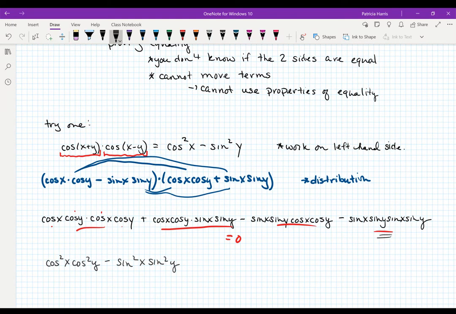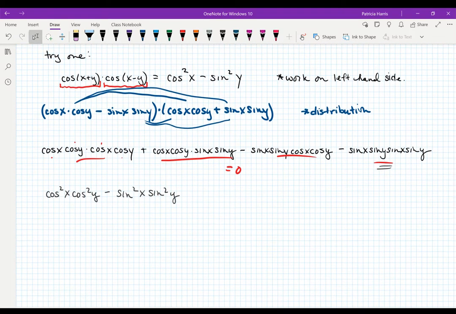Are we any closer to the right-hand side? Well, now what I have is cosine squared x times cosine squared y, minus sine squared x sine squared y. So I'm almost there. This, believe it or not, is a difference of two squares. I can factor that. So let's see where that gets us.